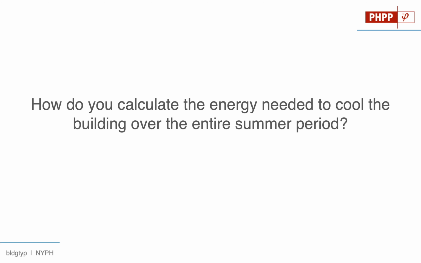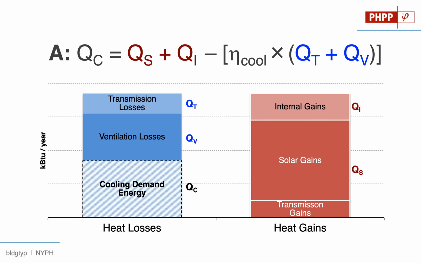So when it comes to the PHPP, we know that the PHPP operates by asking and answering specific questions. So the specific question that we want the PHPP to answer for our purposes is, please calculate the total energy needed to cool the building over the summer period. So how is the PHPP going to do that? It's going to do it in a very similar way to how we've calculated heating energy consumption. If you look at the equation there, that equation looks very similar.